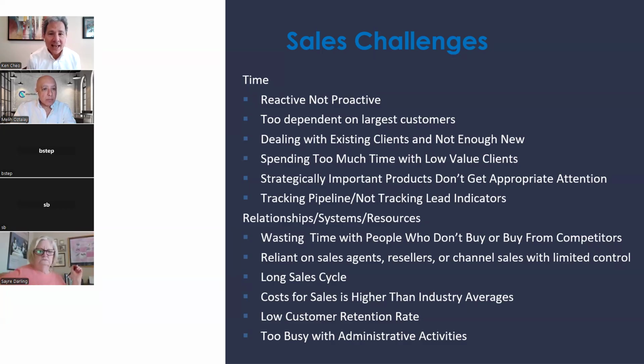There's always that 80-20 rule going on. Or perhaps because they're being reactive, there are strategically important products that don't get the appropriate attention, or they're just tracking their pipeline and not the lead indicators, so are they really spending their time most efficiently? And so it's very simple.